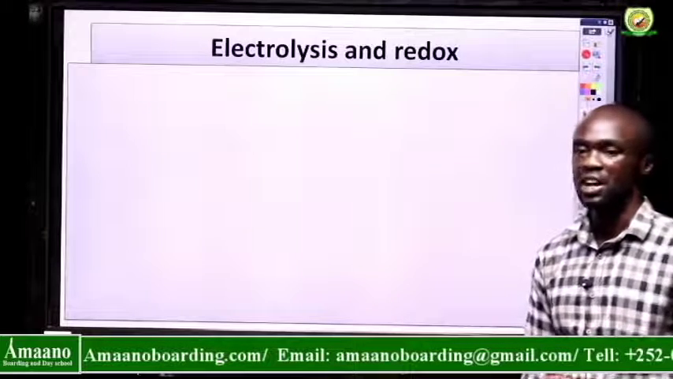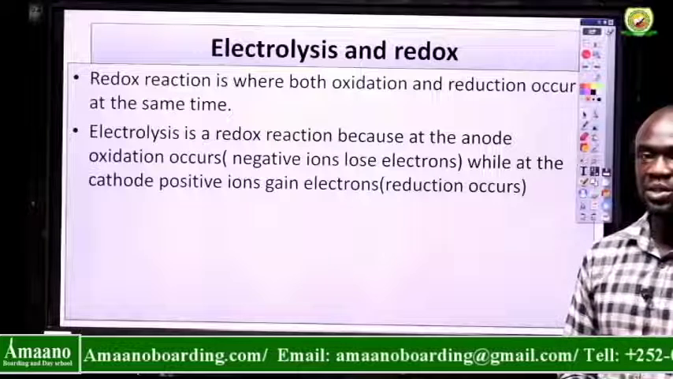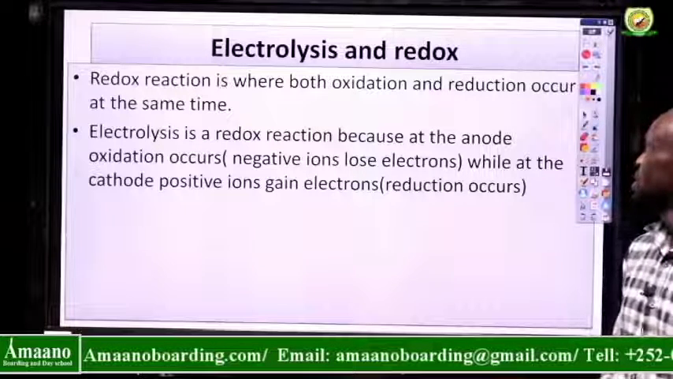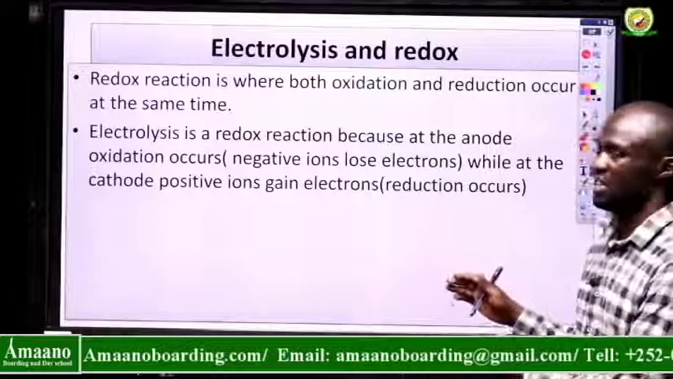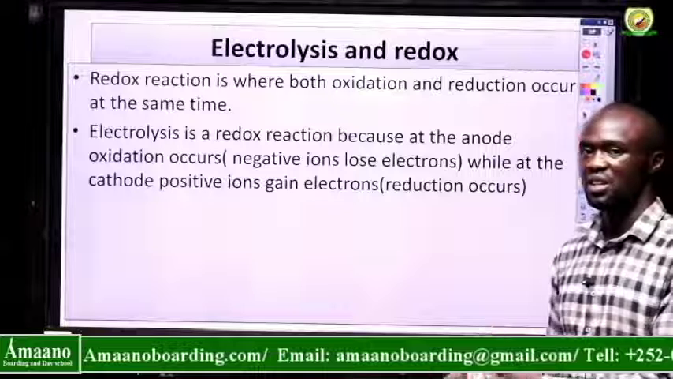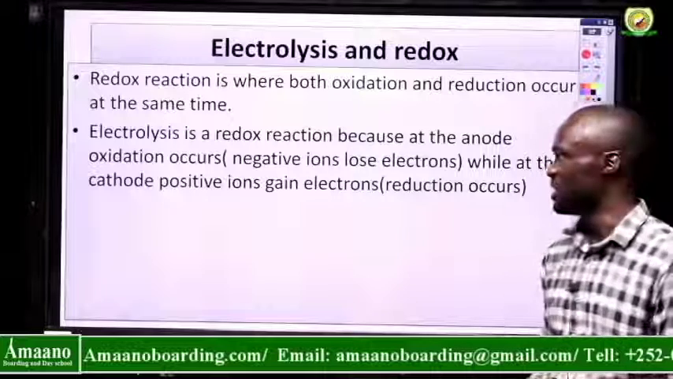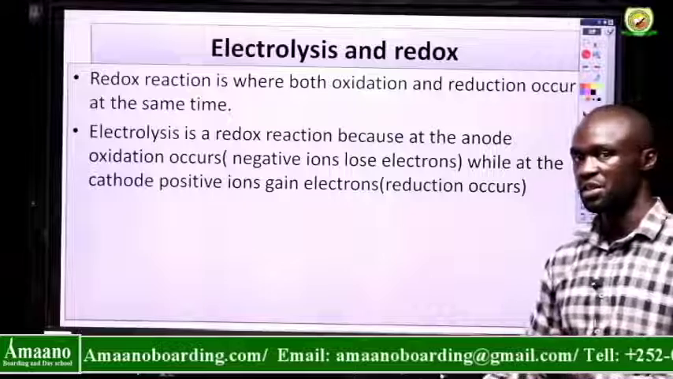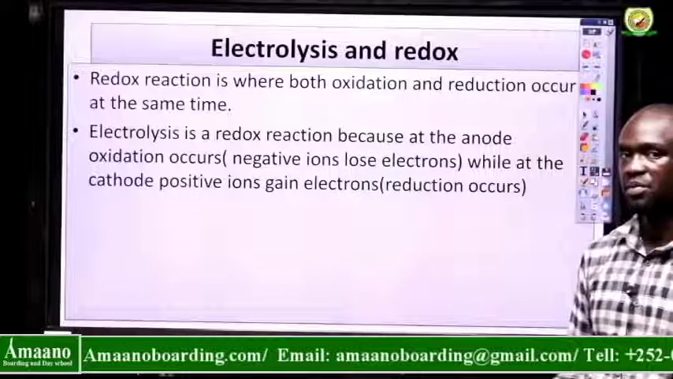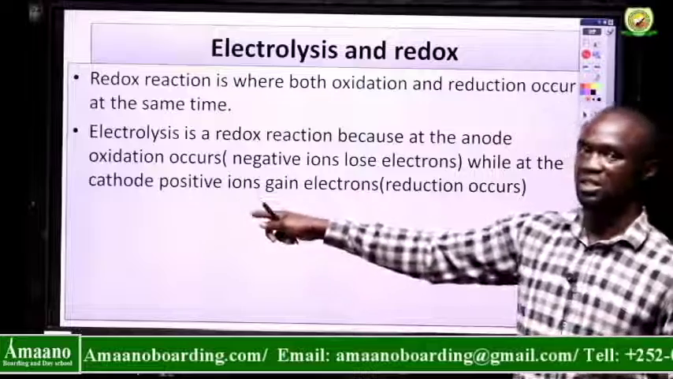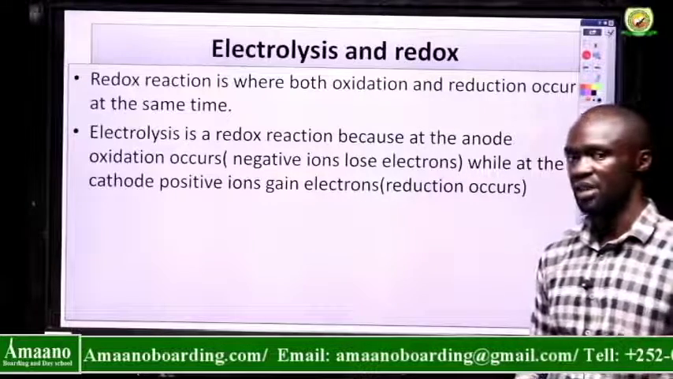Then we come to electrolysis and redox. We all know that a redox reaction is a reaction where both oxidation and reduction occur at the same time. And we know that during electrolysis, as we have already seen, always at the anode there is oxidation, loss of electrons. The negative ions lose electrons, and at the cathode there is reduction. Positive ions gain electrons. So meaning that during electrolysis, both oxidation and reduction occur. That's why we say that electrolysis is a redox reaction. Because at the anode, oxidation occurs, negative ions lose electrons, while at the cathode, reduction occurs because the positive ions gain electrons.